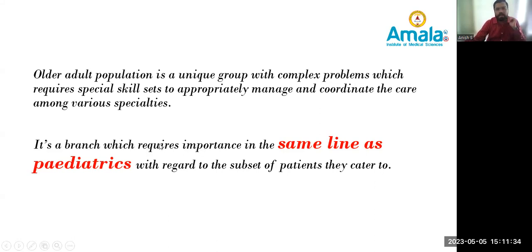So geriatrics is a branch which requires importance in the same line as pediatrics with regard to the subset of patients they cater to. Because a 5-year-old child is not a smaller version of an adult. An older adult is not a grown-up adult as well. So the needs of these people are different, and the skill sets required to take care of them are also different.